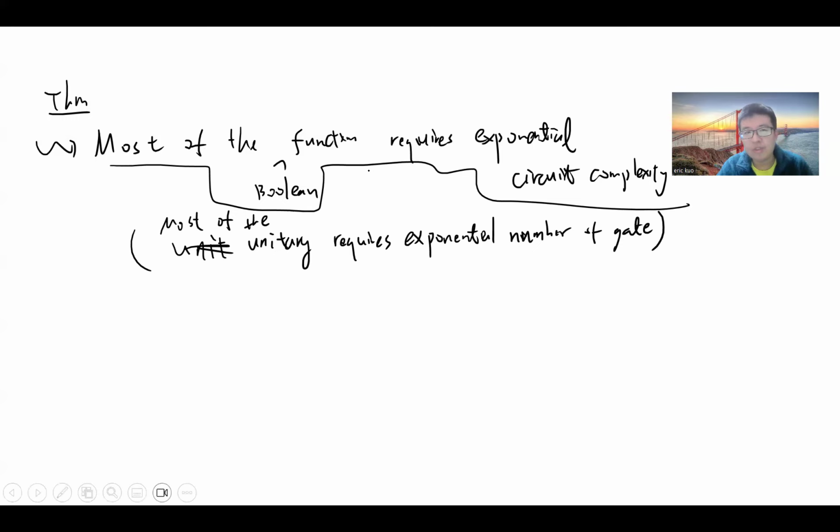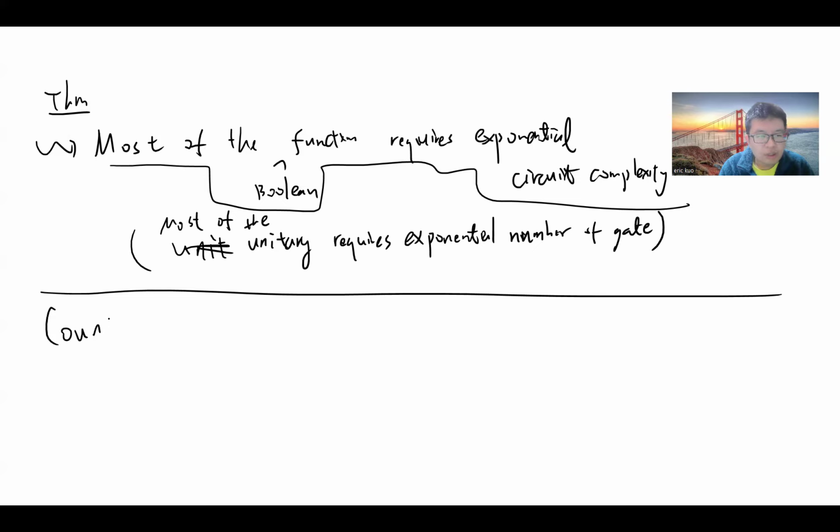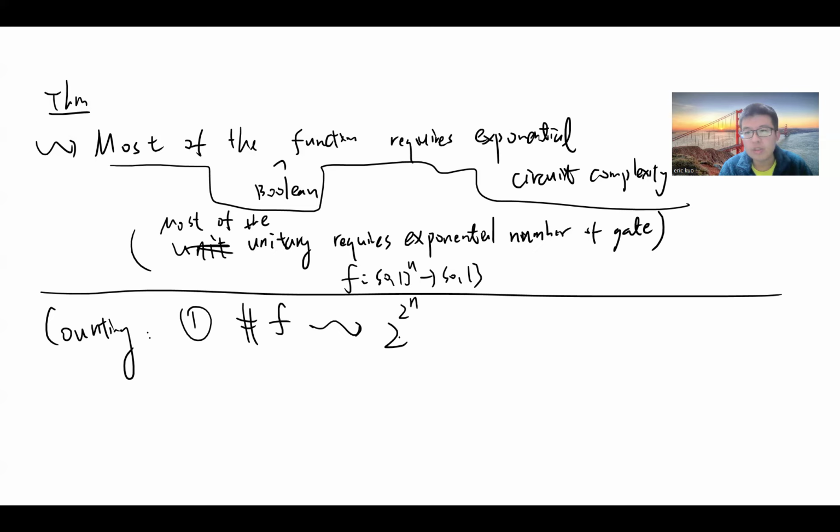So this means that if you give me a random function, there's a high probability, almost probability one, that you need an exponential number of AND, OR, NOT gates to form this function. Okay, so this is the counting. First we count the number of functions from {0,1}^n to {0,1}. This is simple, right? Because we have 2^n inputs, and each input can have either 0 or 1 as output. So the number of functions is 2^(2^n).